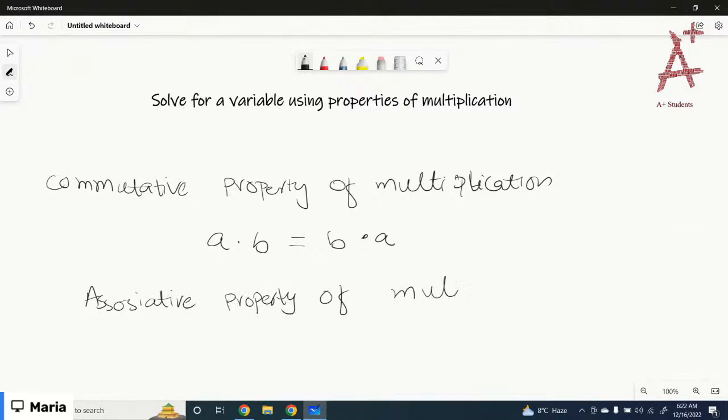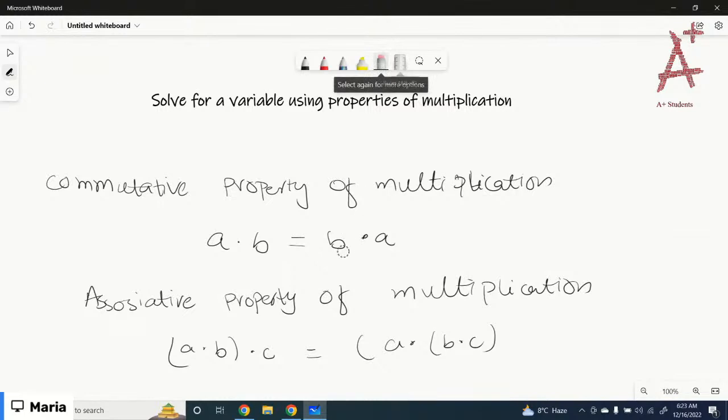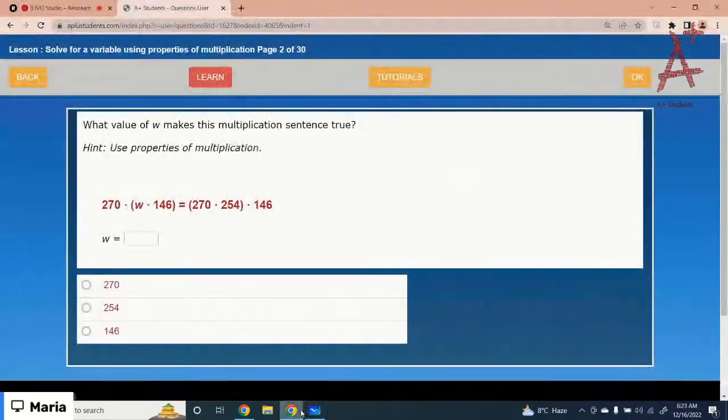Associative property of multiplication. Got it? It would be A times B times C, or you do A times B times C. That is exactly the same thing. The order doesn't matter. But if you have three numbers involved in the property, that is the associative property, where both sides must have the same numbers. Got it? So this is actually the associative property.